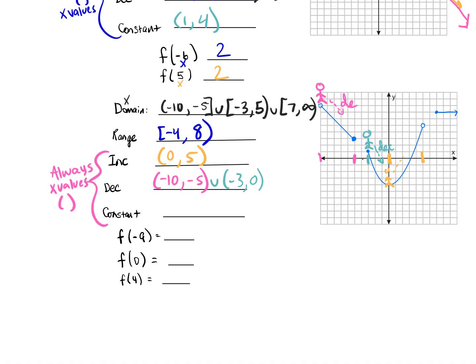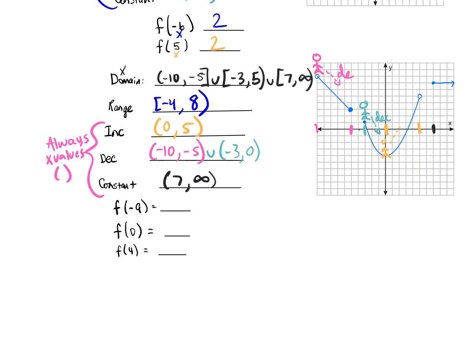Then we're going to jump to the next part of our graph. So what's happening at 7? Increasing, decreasing, or constant? Constant. So we're constant from 7 to what? Infinity, because it's pointing forever to the right. So it's just constant forever this way. Good with those three?